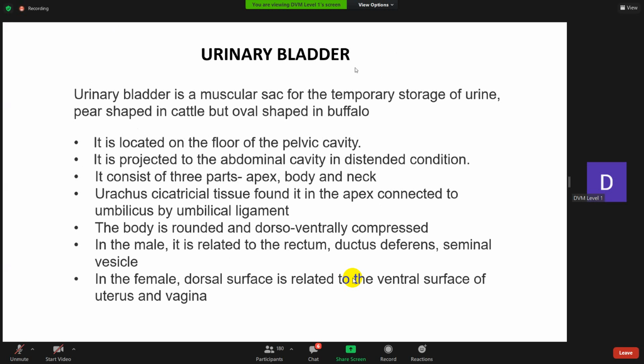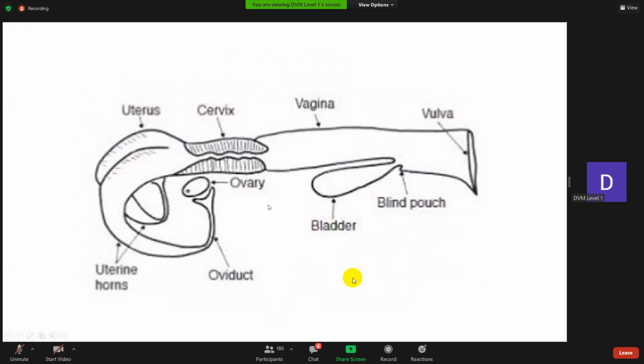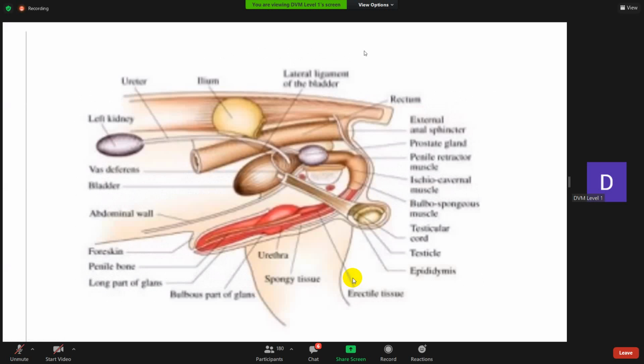Brief discussion about the urinary bladder. So I go to the next slide. Here is the urinary bladder, and this is the apex, the apical part, and this is the neck of the urinary bladder, and in between the two is the body.